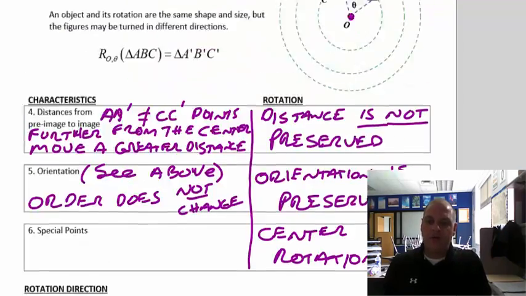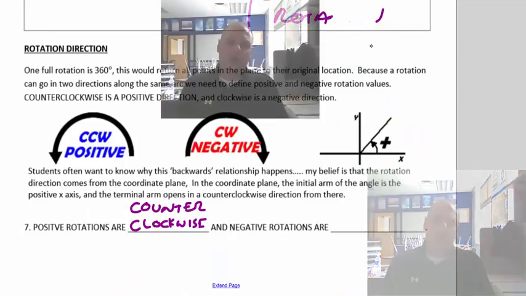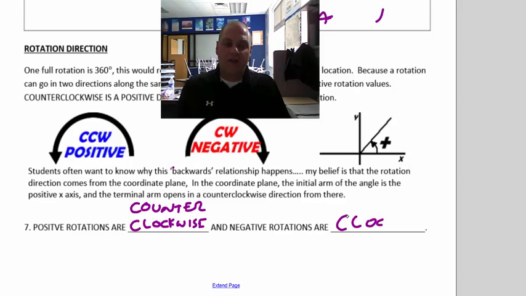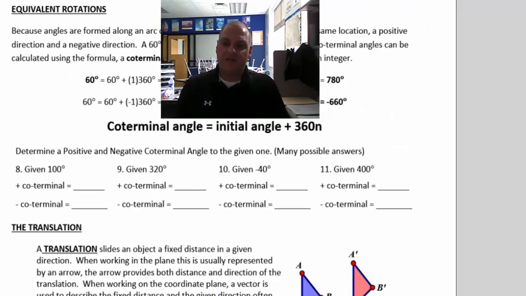So see the one up here? Of course, they're not going to let me go back up. Anyways, the one up top goes counterclockwise. That was a positive rotation. Negative rotations are clockwise. Something you just have to memorize: counterclockwise is positive, clockwise is negative.